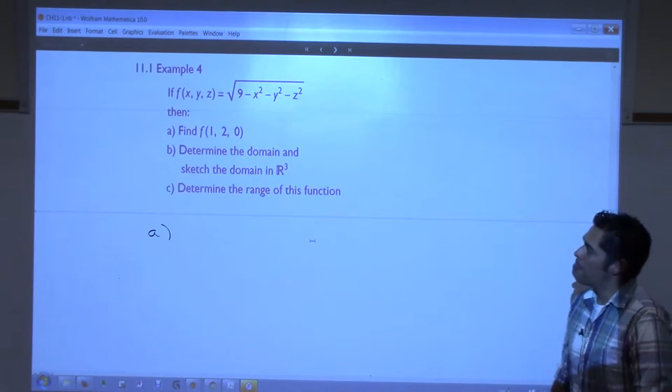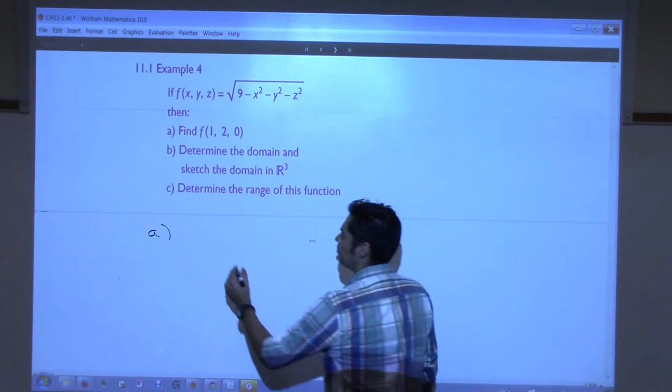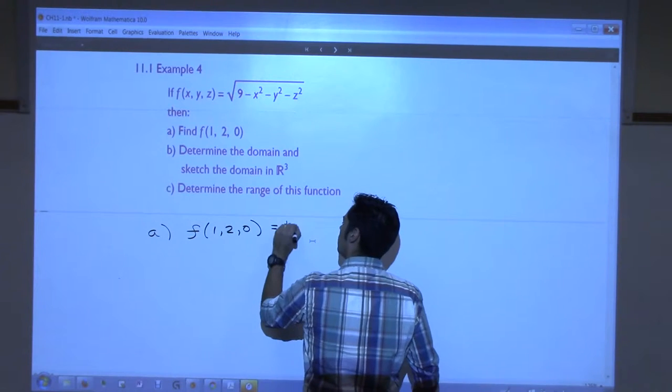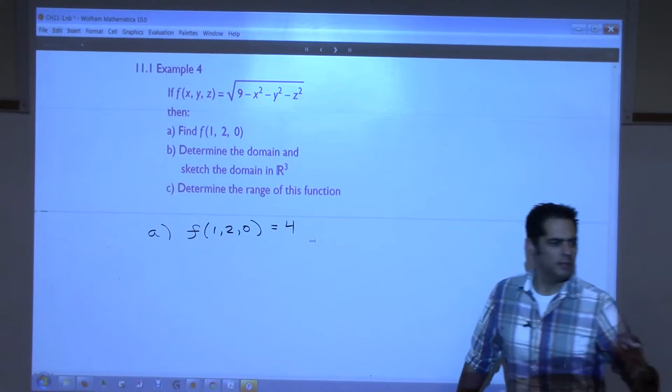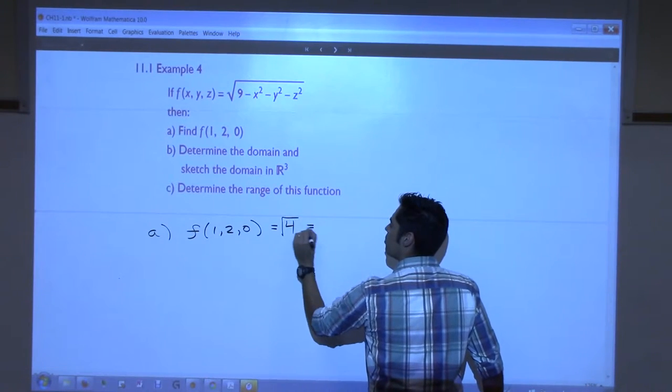All right. What do you get when you plug in 1, 2, 0? 4? Anyone disagree? Oh, root 4. Okay, root 4, which is 2. That okay?